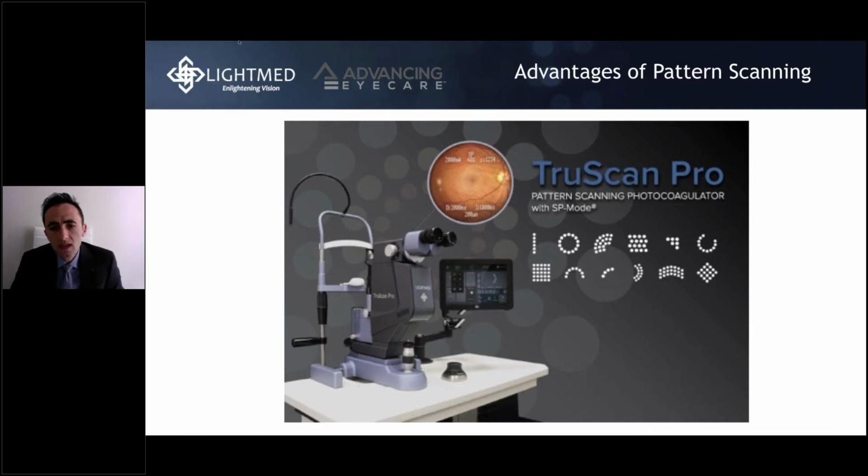Just showing the TruScan Pro, which has the capability of applying pattern scanning photocoagulation with the SP-Mode. The pattern scan means that you can apply multiple spots of laser at the same time, and you have different grids and different patterns depending on the area of interest that you're treating within the retina. And also the SP-Mode technology, where you have the microsecond technology to have on and off treatment mode for patients with macular pathologies.